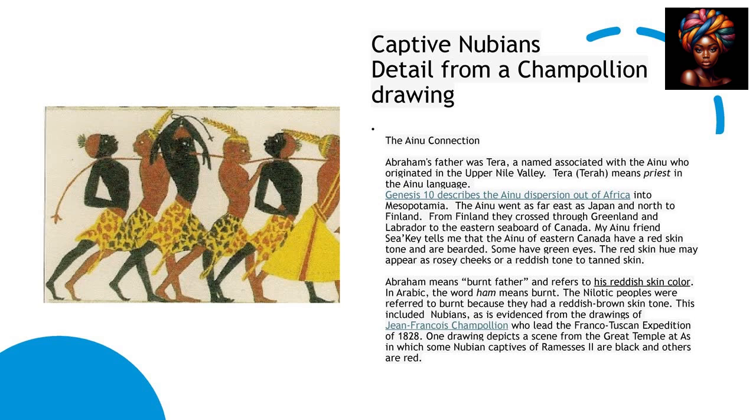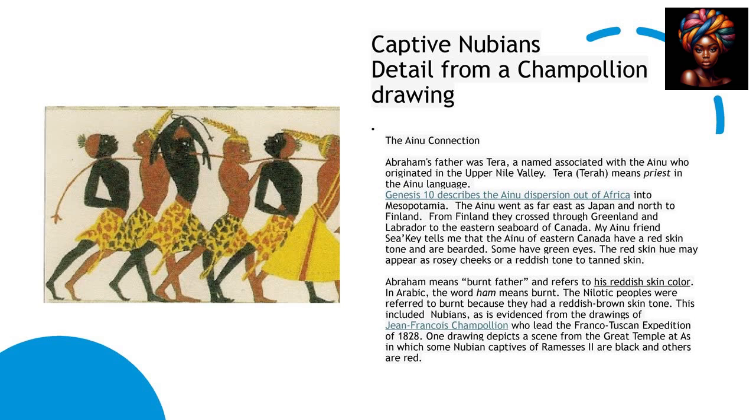It says, she goes on to say that my new friend, CK, tells me that the Anu of Eastern Canada have a red skin tone and are bearded. Some have green eyes. The red skin hue may appear as rosy cheeks or a reddish tone to tan skin. And I'm just going to the left because those are Nubians. She gave a description of the red skin and how they come in different colors.